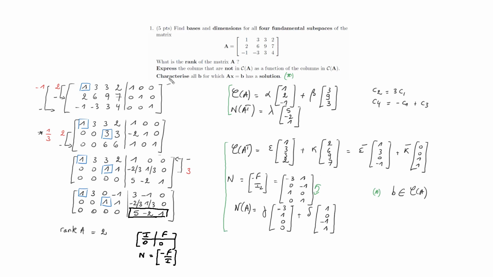So the last part of the question remains: characterize the B's such that AX equals B has a solution. Well, for AX equals B to have a solution, B must be in the column space. So this means that you can write B as a linear combination of the columns of A. And this concludes the first exercise of the exam.